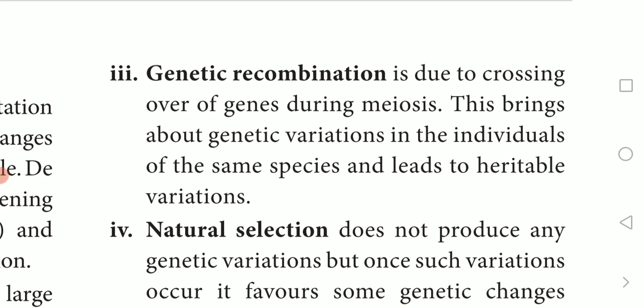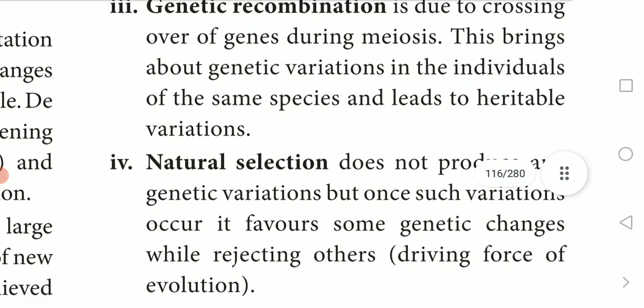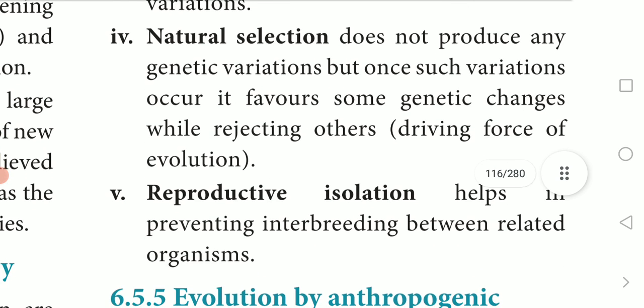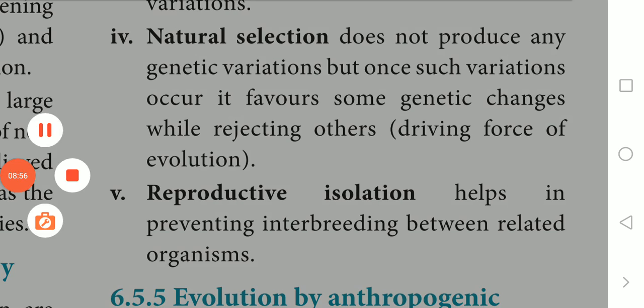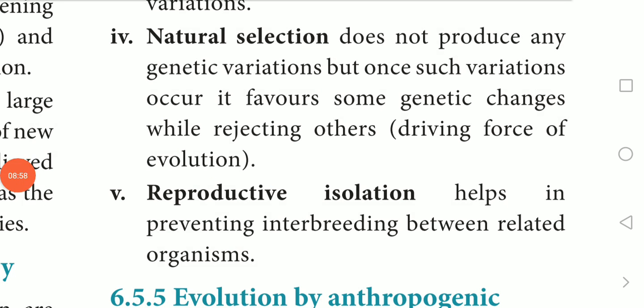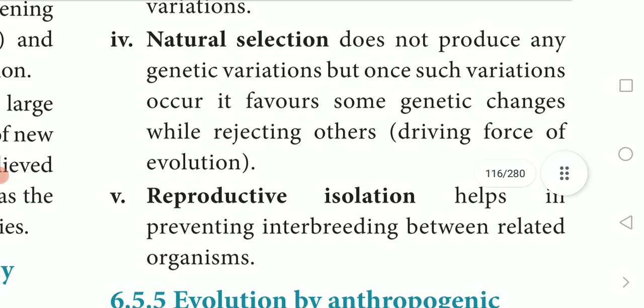This takes place due to crossing over of genes during the meiosis stage. Do you know what is meant by the meiosis stage? It's a reduction stage. This brings about genetic variations in the individuals of the same species, and leads to heritable variations.